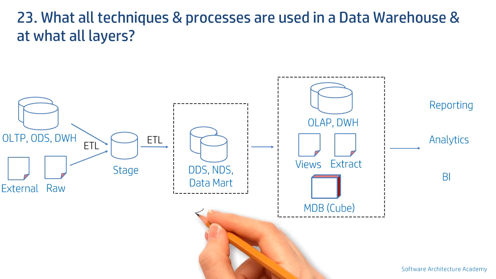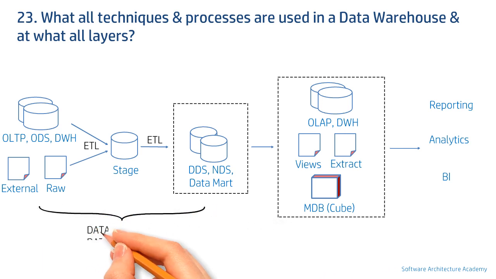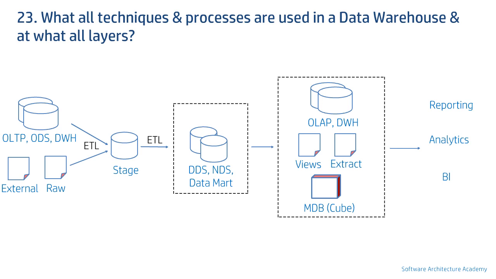Next, if we combine the first two layers, actions performed here are data consolidation and data mapping. A data mapping is performed between source fields and target data warehouse fields using business rules, and the transformations required to meet them are also documented in a mapping document.